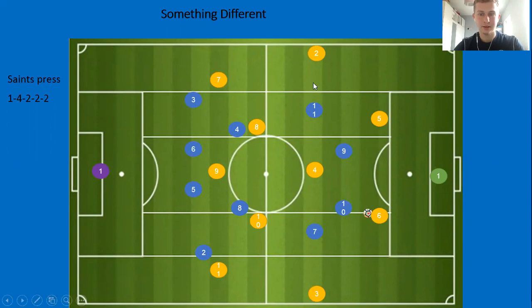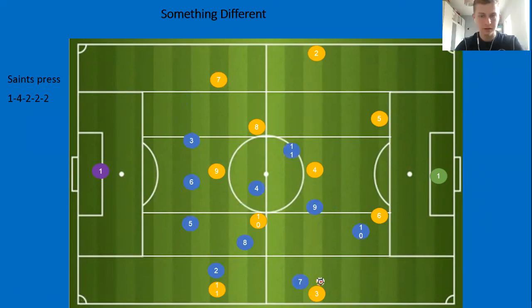The 7 and 11, they position themselves in the half spaces. So they're not actually necessarily marking anybody, but what they're trying to do is, when the 6 steps into the half space, they stop the ball going into the half space. So they stop the 10 getting it. They stop anybody else if they were to move inside. They make sure that the pass goes into this area here. And then once they do that, this happens with the press.